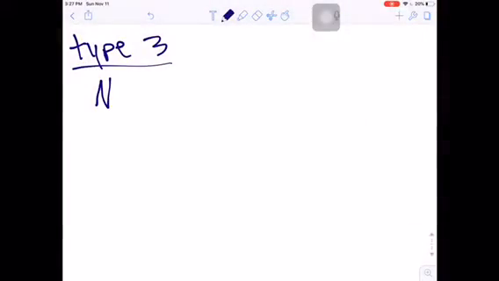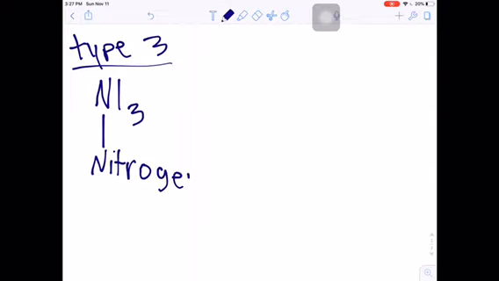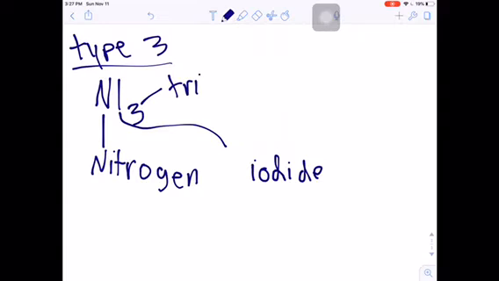Then to go from the formula to the name, like NI3, we know that N is nitrogen and I is iodine. The 3 is the number of iodines, so we would change the name to triiodide because all the type 3 compounds end in "ide", to make nitrogen triiodide.